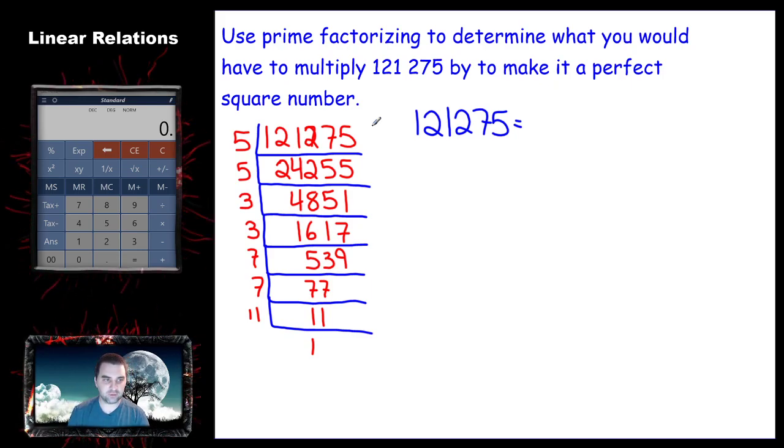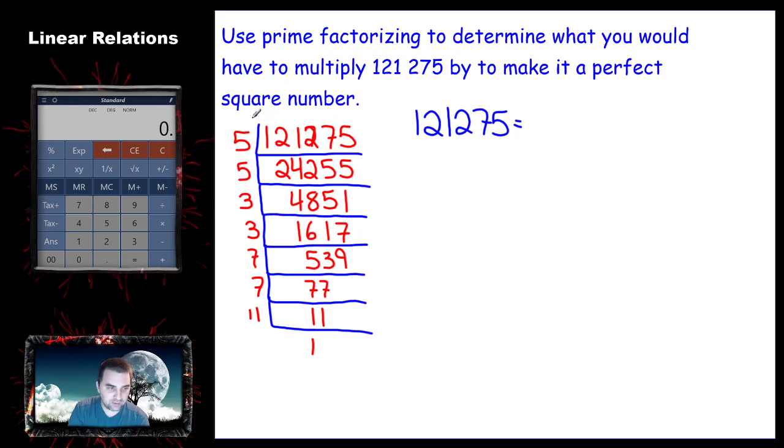That's really confusing in the way I just said it. Let me try again. 121,275 is not a square number, but I want it to be. So I'm going to choose a number to multiply into that to make it square. Okay, that's a little better.